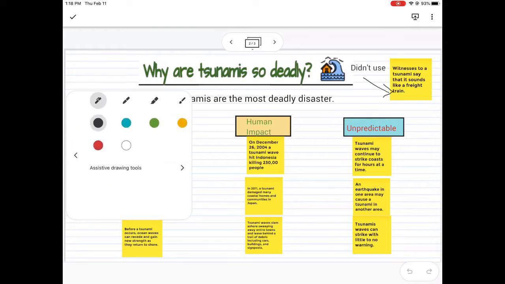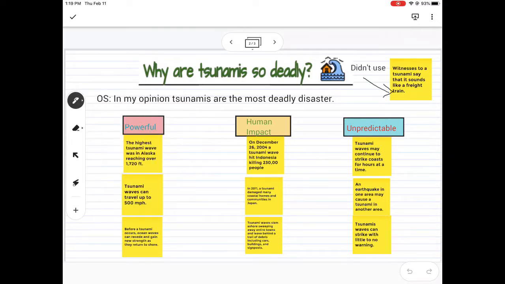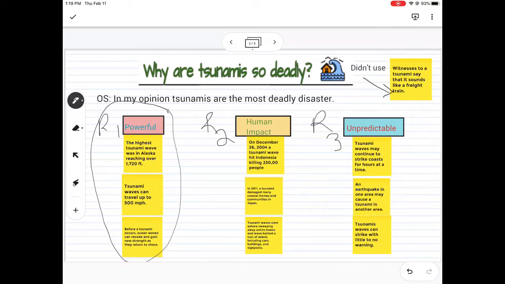So to begin with, the first thing we want to do is go to the Jamboard that you've created with your partner and label your reasons. So I have 3 reasons, 3 categories that show why tsunamis are deadly. Number 1, they're powerful. 2, they create a strong human impact. And 3, they're unpredictable. So today, I'm only going to be focusing on the first reason, why they are powerful.